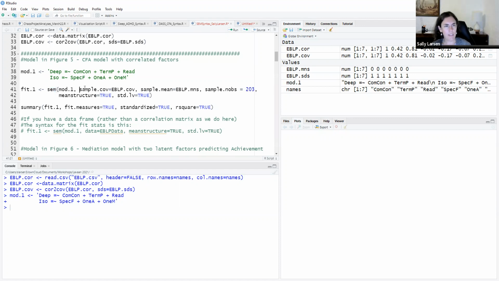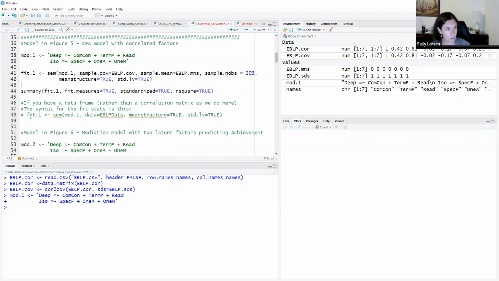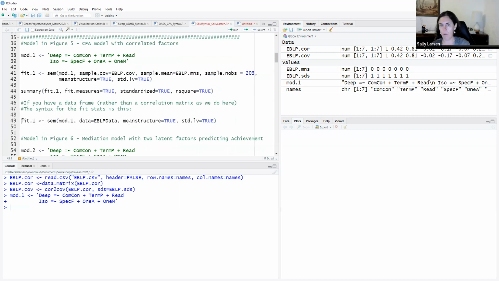These bits here are, in this case, telling us to use this data set that I've created before. So it's a sample covariance matrix, and here are the sample means with the objects that I've just created earlier. If you've got actual data, I'll just show you down here. I'll take away my little hashtag there. This is what the fit line looks like if you've got your own data. You just tell it what your data is there. So you don't need these 2 bits here, and you don't need this bit. Sample number of observations is 203.